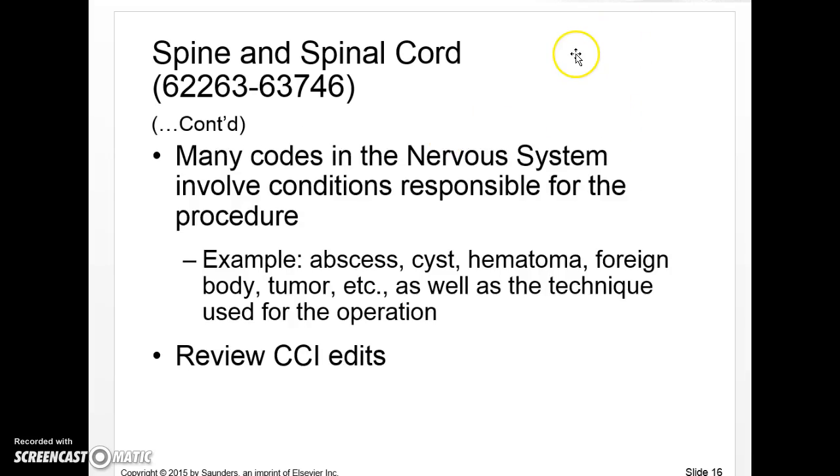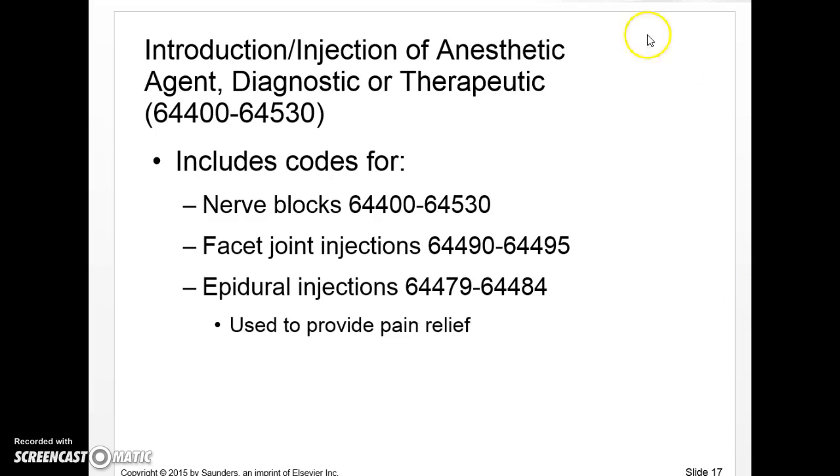Spine and spinal cord: many codes in the nervous system involve conditions responsible for the procedure, like, for example, an abscess, a cyst, hematoma, foreign body, etc. Introduction is a main term that you can find in your CPT book. Introduction and injection of an anesthetic agent can be for diagnostic or therapeutic purposes. The codes are included for nerve blocks, facet joint injections, and epidural injections, and are mainly used to provide pain relief.